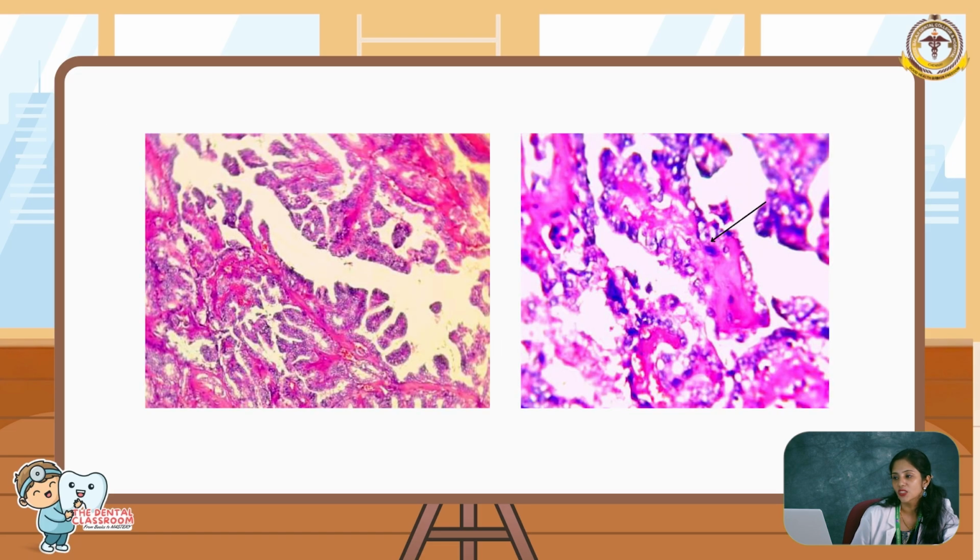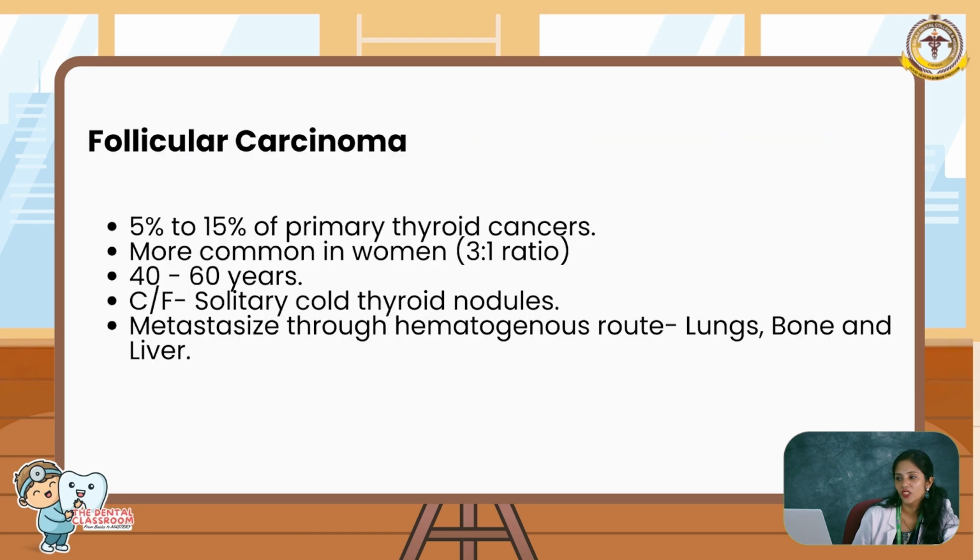So look at this image. What you are seeing in the microscopic part, there are tumor cells arranged in papillary architecture with fibrovascular core. The nucleus is optically clear. At places it will have nuclear grooving. We call it Orphan Annie eye nuclei. Let's move on to follicular carcinoma.